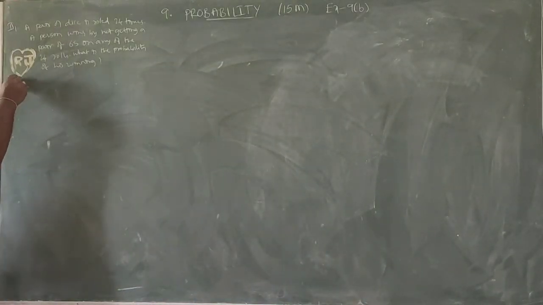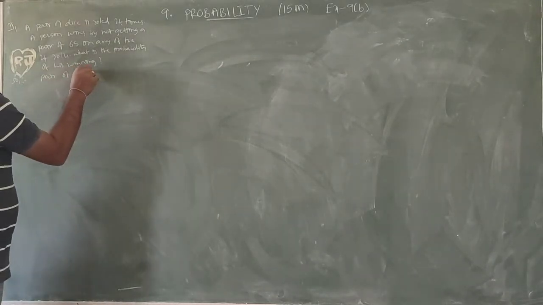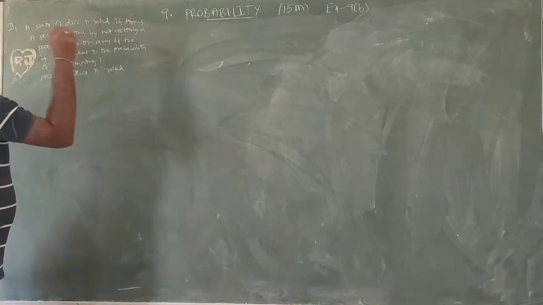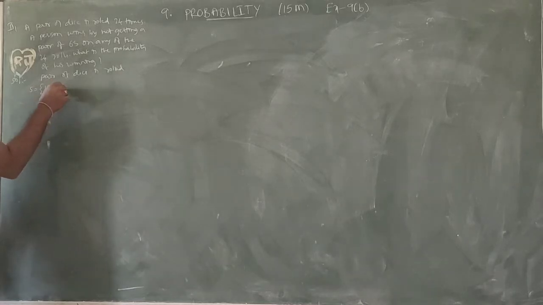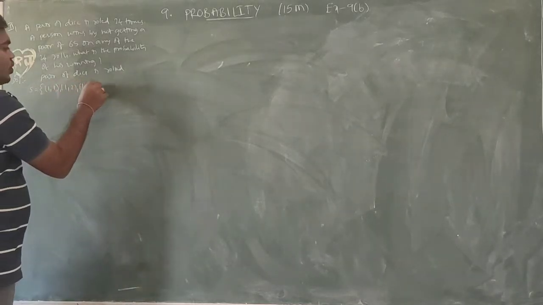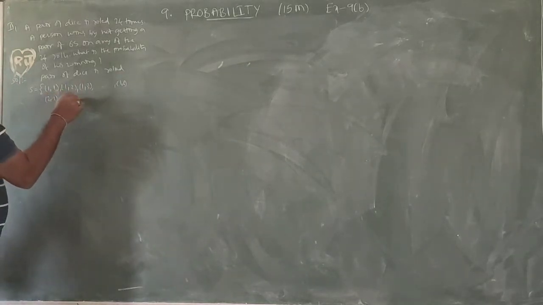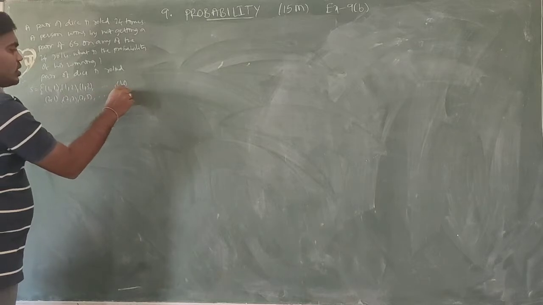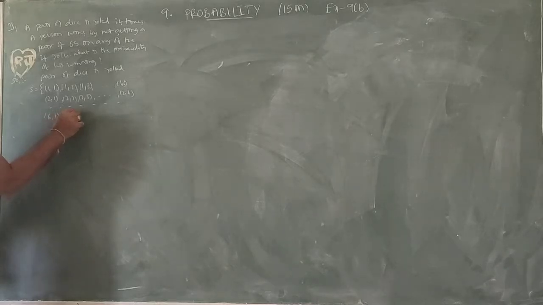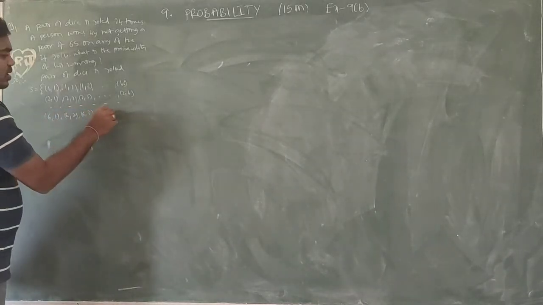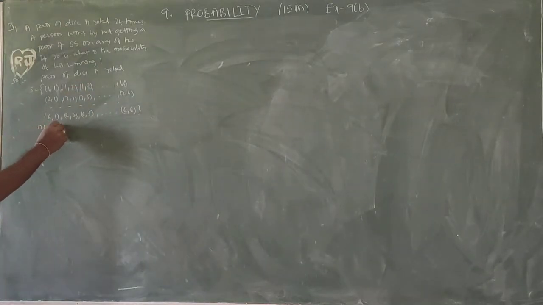Okay. Now coming to the solution. A pair of dice is rolled. The sample space S equals 1 1, 1 2, 1 3, and so on up to 1 6, 2 1, 2 2, 2 3, and so on up to 2 6, like this, 6 1, 6 2, 6 3, and so on up to 6 6. So these are 36 choices. n of S is equal to 36.